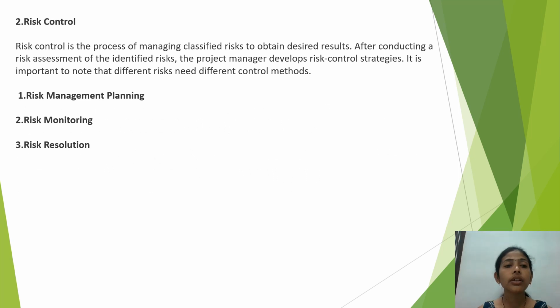Next, second one, risk control. Risk control is the process of managing classified risk to obtain the desired result after conducting a risk assessment of the identified risk. The project manager develops risk control strategies. It is important to note that different risks need different control methods. There are three types of risk control. First, risk management planning, risk monitoring, and risk resolution.